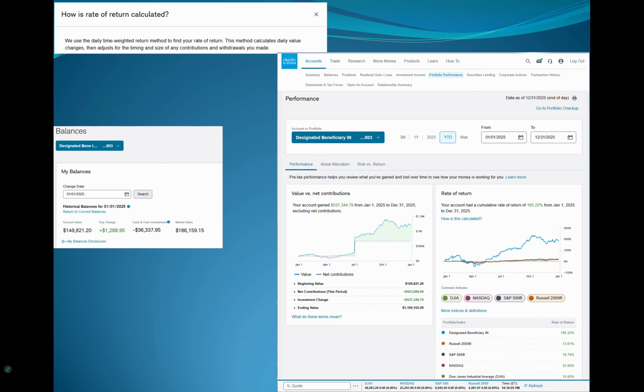And I wish I would have kept all the money in my own, because I ended up the year, this is the Schwab, as of end of day 12/31, 185.22% was my return on my own managed money for '25.